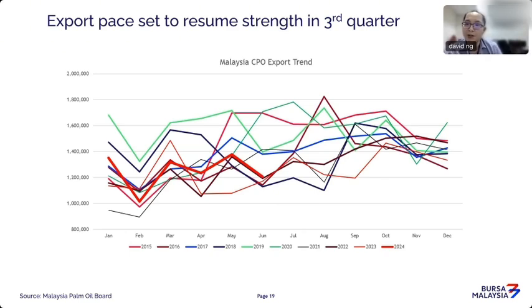The reason is that they are celebrating Deepavali, which is usually around November. So one or two months before that, they normally demand a lot of palm oil to stock up on their stockpile, and that usually translates to higher demand. So there's a bit of seasonality when it comes to export, but it's not as clear or evident as compared to production and stock levels.